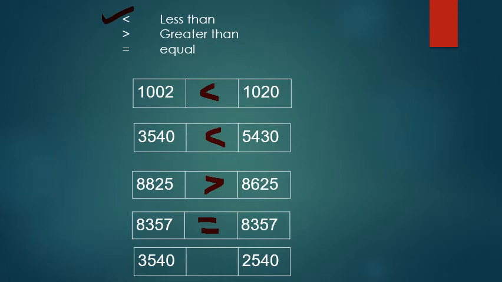In last question, number is 3540 and right side number is 2540. So compare 1000 place digit, that is 3 and 2. So 3 is greater than 2. It means 3540 is greater than 2540. So we will put the sign of greater than. This is the sign of greater than. So we put sign like this.